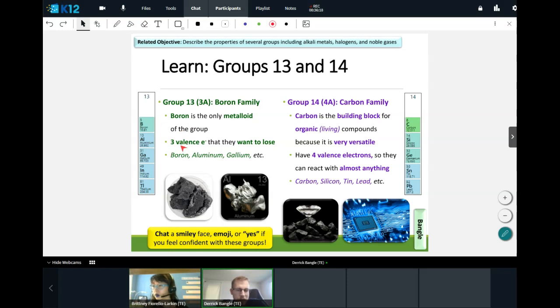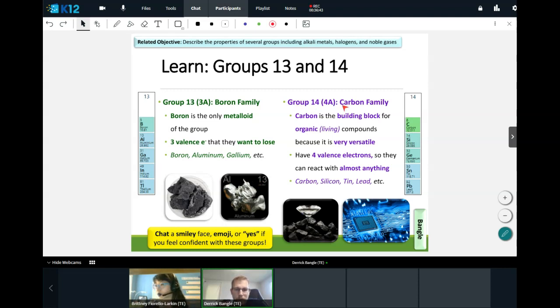All elements in this group have 3 valence electrons that they want to lose. So thinking about aluminum, gallium, indium, they all have very similar properties. If you just think about aluminum, like the aluminum foil that you use to cook with or wrap food in, it's very malleable and ductile, but it's also very lightweight.